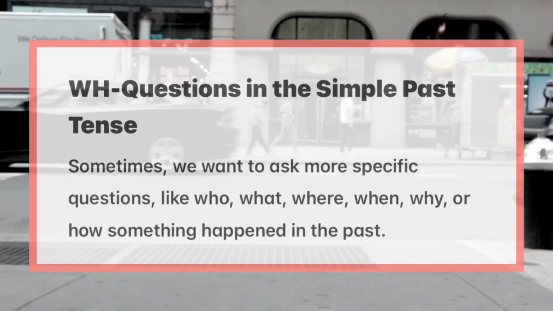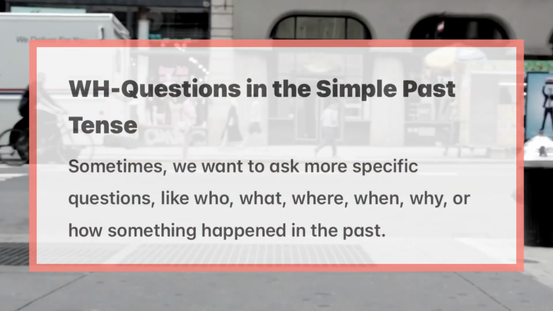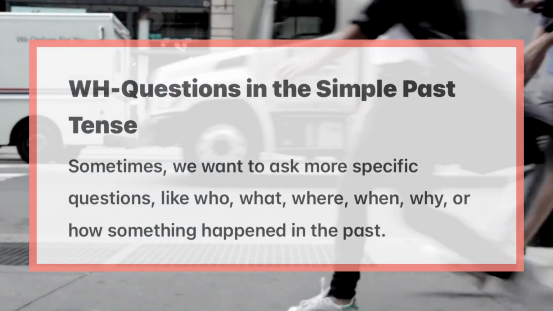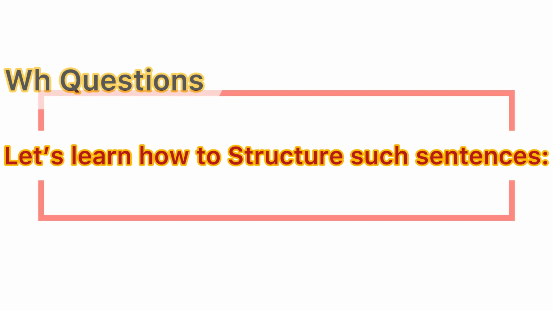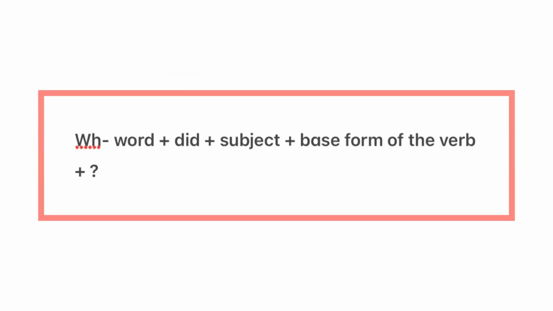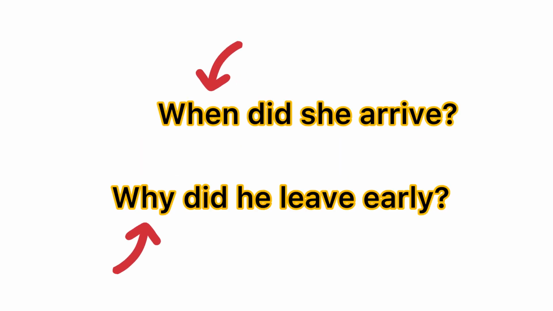Part 5, WH questions in the simple past tense. Sometimes, we want to ask more specific questions, like who, what, where, when, why, or how something happened in the past. Let's learn how to structure such sentences. Its formula is WH word plus did plus subject plus base form of the verb. Examples. What did you eat for breakfast? Where did they go on vacation? When did she arrive? Why did he leave early? How did they solve the problem? Did you notice we just added WH words in the beginning of the sentence to form the WH questions?